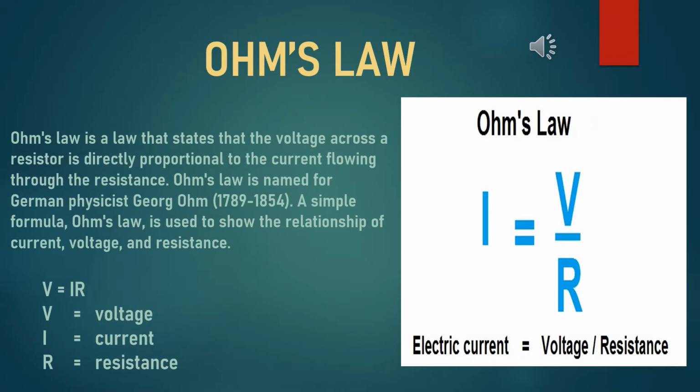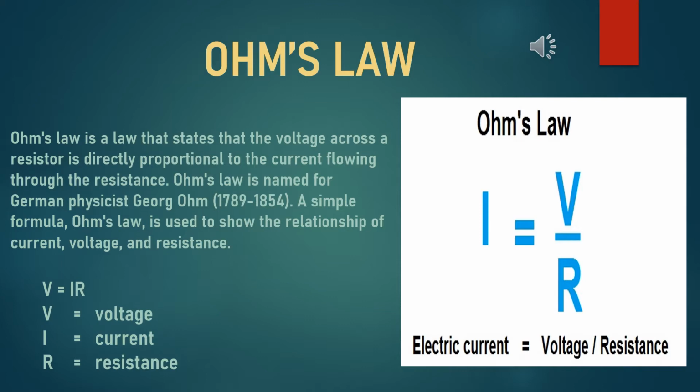Ohm's law. Ohm's law is a law that states that the voltage across a resistor is directly proportional to the current flowing through the resistance. Ohm's law is named for German physicist George Ohm. A simple formula, Ohm's law, is used to show the relationship of current, voltage and resistance.